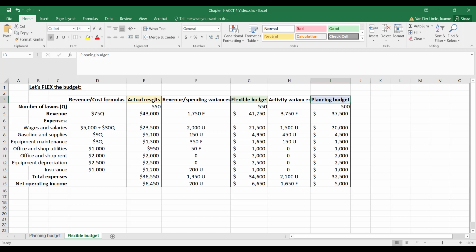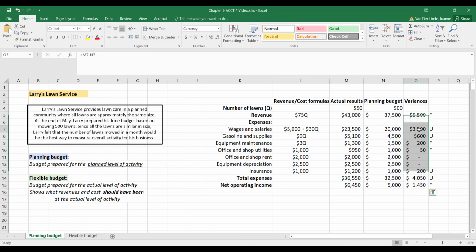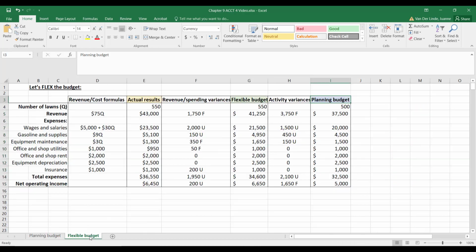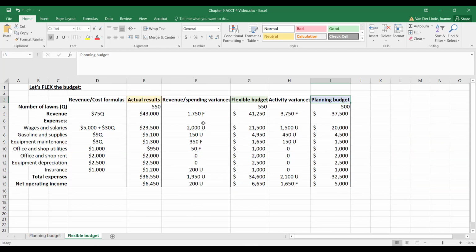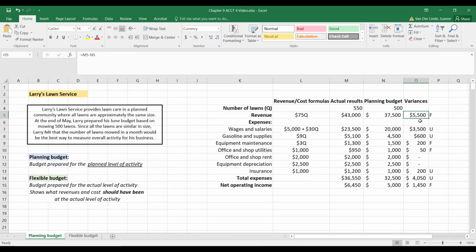So instead of just looking at the difference between actual versus planning and stopping there, like we did with the planning budget, we broke those differences down between their two components. For revenue, that variance of $5,500 when comparing actual to planning was broken up between a $1,750 favorable revenue variance and a $3,750 favorable activity variance. Those two together add up to the overall variance between the planning and the actual number of $5,500.